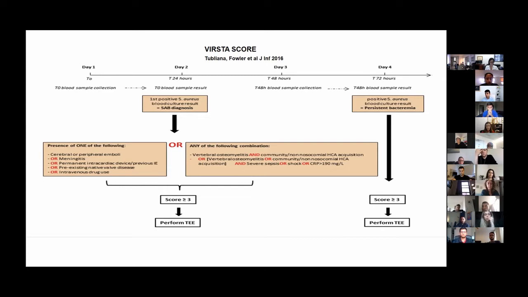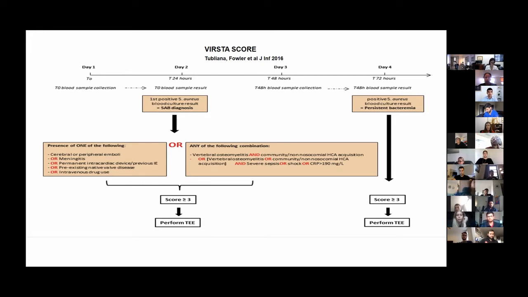community or non-nosocomial acquired, and obviously severe illness, shock, or they have, this is the only scoring system that uses a CRP, so a CRP of greater than 190. And if you have any of these things with a score totaling more than 3, then they recommend that you get a TEE. So there's a low threshold to get a TEE, but these are kind of helpful.